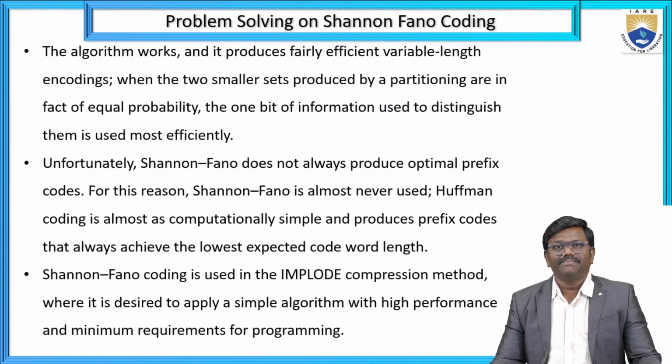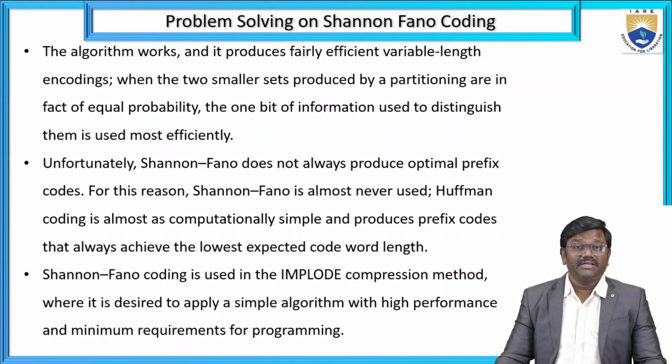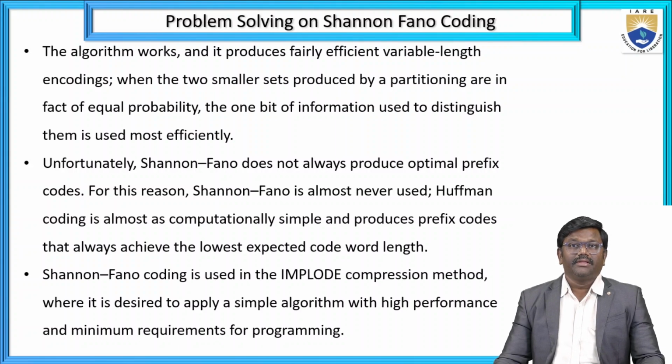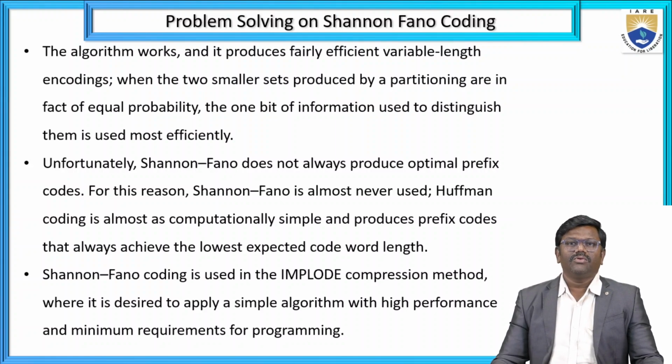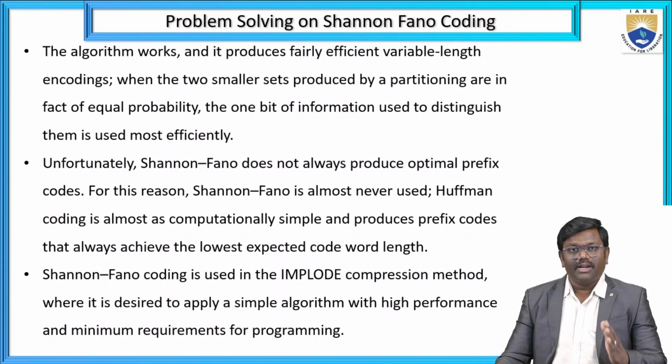Of course, that is the simple theory, but let me explain how the algorithm works and produces fairly efficient variable length encodings. When the two smaller sets produced by a partitioning are in fact of equal probability, the one bit of information used to distinguish them is used most efficiently. Unfortunately, Shannon Fano does not always produce optimal prefix codes. For this reason, Shannon Fano is almost never used, unlike Huffman coding, which is almost as computationally simple and produces prefix codes that always achieve the lowest expected code word length.